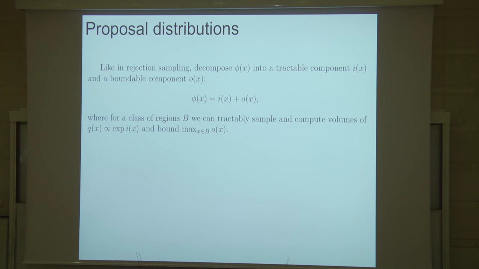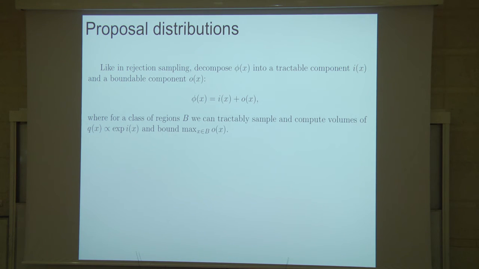Okay, so we were given this phi function, which is our log probability density function we care about. What we're going to do is split it up into a sum of two components. One of them we're calling I because you need to be able to integrate it tractably, and O because you need to optimize or upper bound it tractably. But what we're going to do is pull out some part that we know how to work with analytically, and then there's going to be some remainder part that we're going to need to be able to compute upper bounds on.